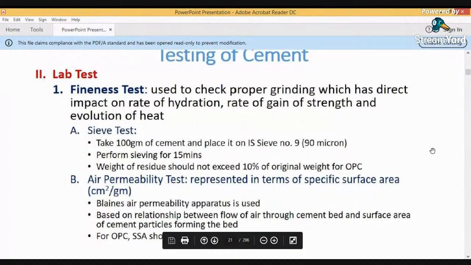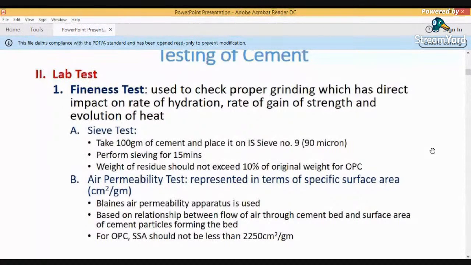In lab tests, the first test is called the fineness test. Fineness test means you have to check the proper grinding. If the cement is more fine, it means the cement has gone through a proper grinding process. If the cement is more fine, the specific surface area of the cement will be more, then the heat of hydration will be more, and the rate of gain of strength of the cement will be more. So that's why we check the fineness. Fineness test is generally done by two processes. The first one is called the sieve test, and the second one is called the air permeability test.